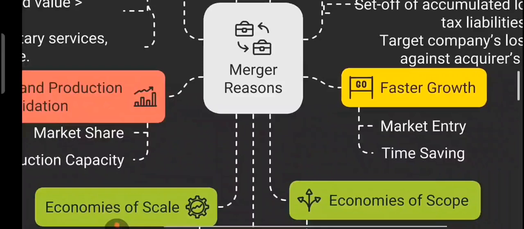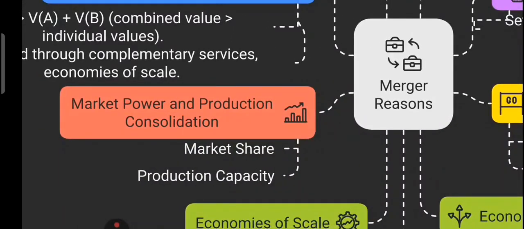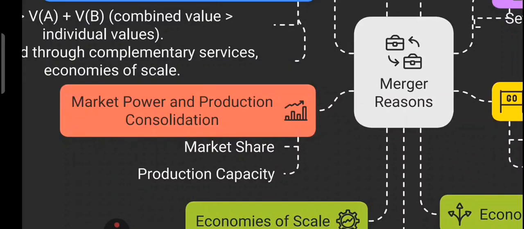Then we have market power and production. On the left hand side you can see, with market power and production consolidation, companies gain a larger market share and higher production capacity, positioning themselves as industry leaders.